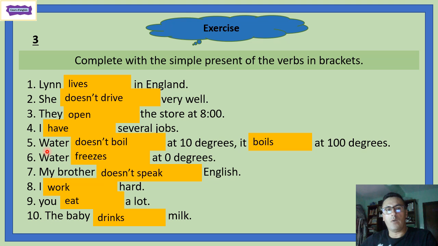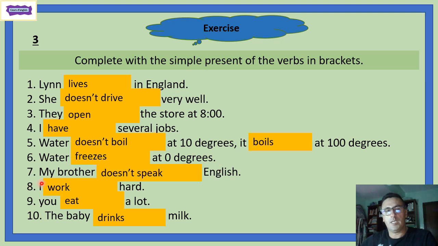5. Water doesn't boil at 10 degrees. It boils at 100 degrees. 6. Water freezes at 0 degrees.